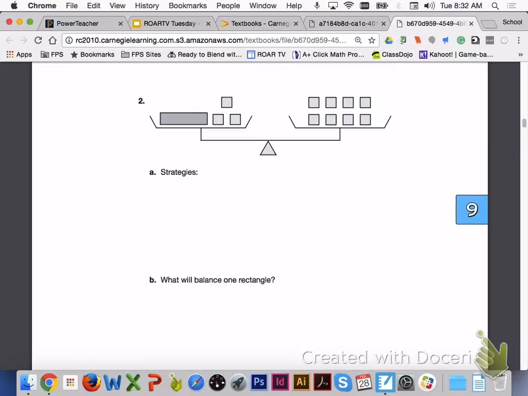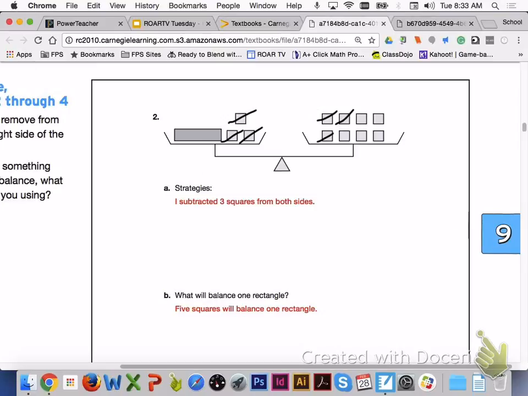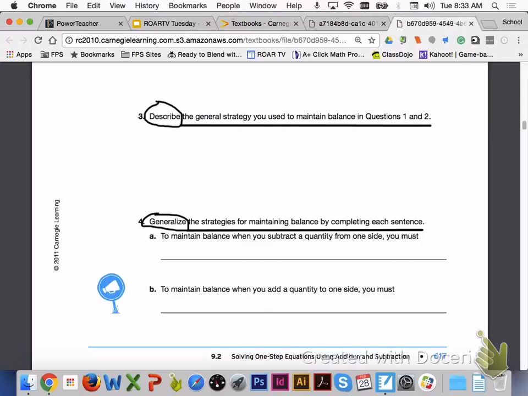Please turn to page 617, answer number 2, letters A and B with your group members. For number 2, letter A, in order to balance one rectangle, you can subtract 3 squares from both sides. And for letter B, 5 squares will balance one rectangle. Please answer number 3 and number 4, letters A and B with your group members.